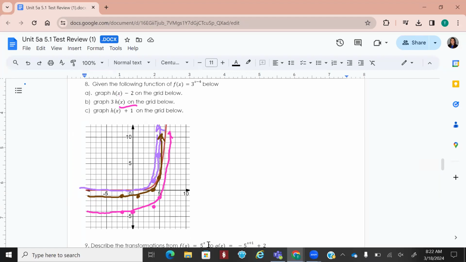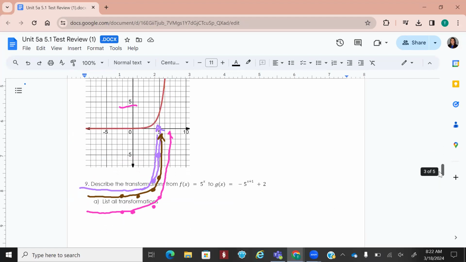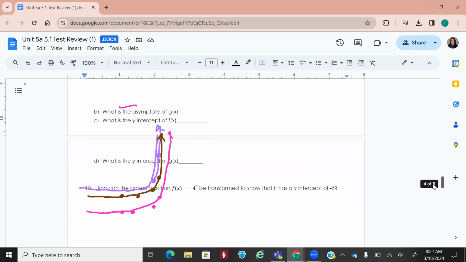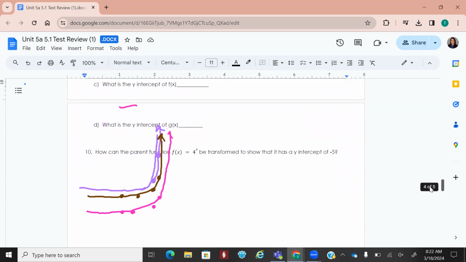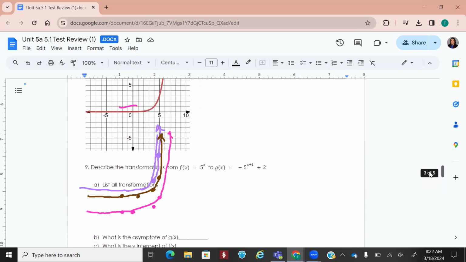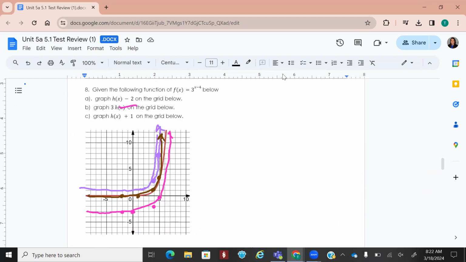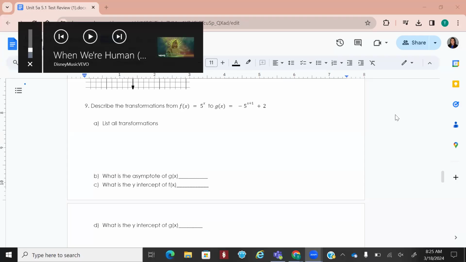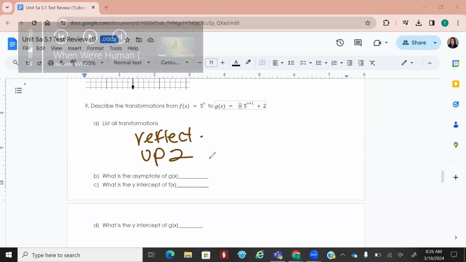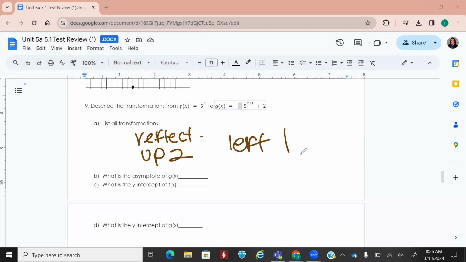Go ahead and take a moment and try 9. You're describing all the transformations. Then you're going to tell me what the asymptote and the y-intercept are. Be careful about which function it's actually talking about, whether it's g of x or f of x. Describe the transformations from here to here. We have a negative symbol out front, so that's a reflection. We have that plus 2, so that's up 2. And we have that plus 1, so that's left 1. It doesn't matter what order you say those things in, it's all up to you.